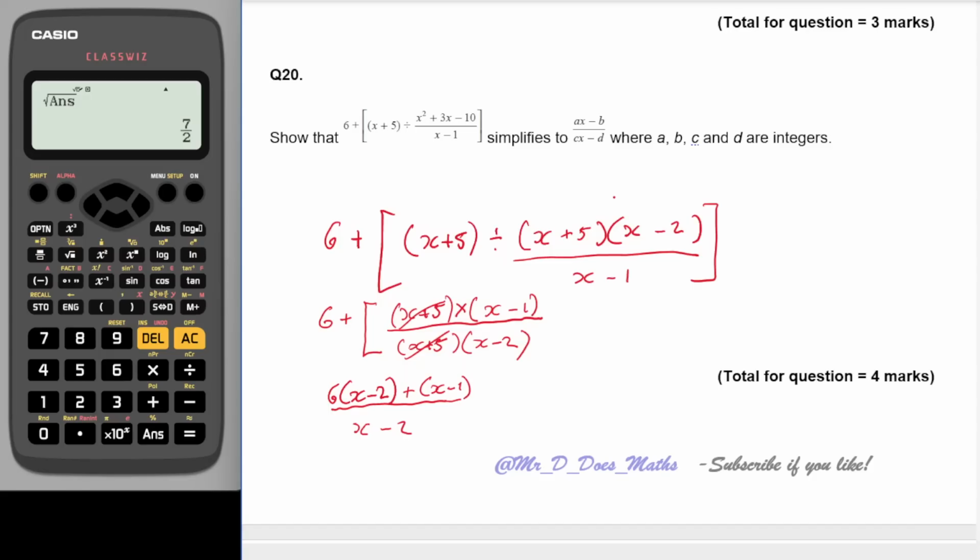And we'll just go across. So that gives us 6x plus x would be 7x, minus 12 minus 1 would be minus 13, over x minus 2. And there we go. That's simplified, and that's it. So A is 7, B is minus 13, C is 1, and D would be minus 2.